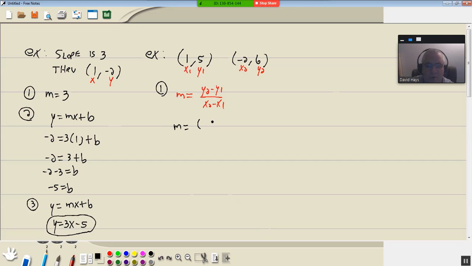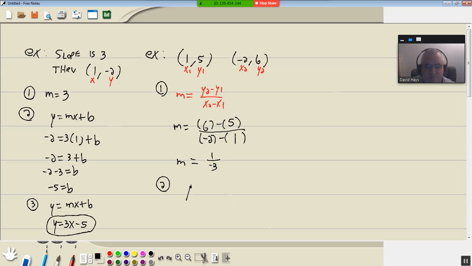So we're going to go through, and where our variables are, we'll put in parentheses. y2 we said was 6. y1 is 5. x2 is -2, and x1 is 1. 6 minus 5 is 1. -2 minus 1 gives us -3. So m is going to equal -1/3.